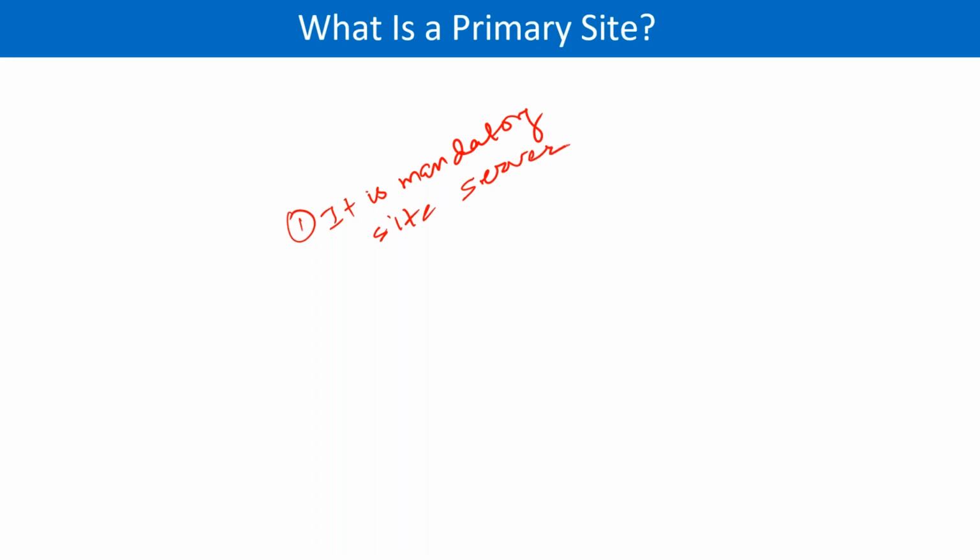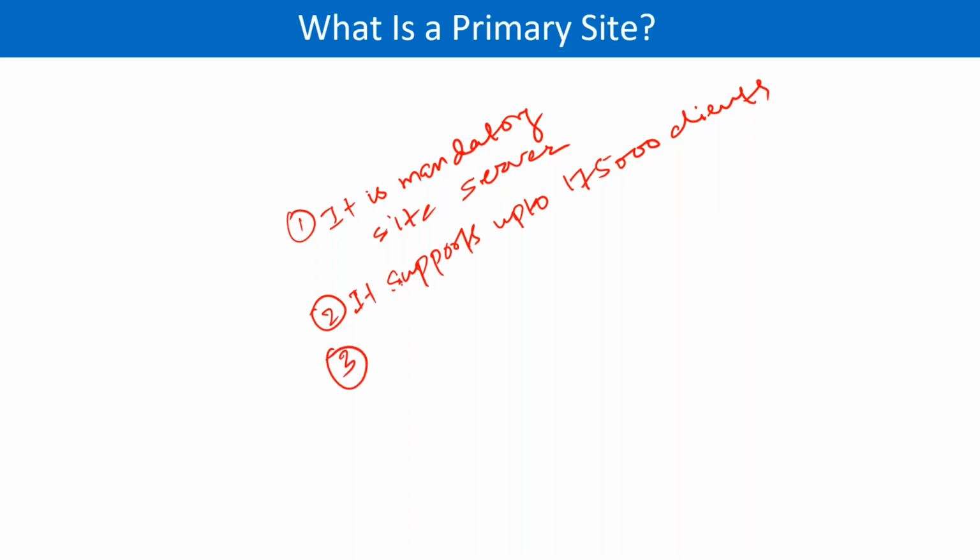Okay, it is mandatory. Without this, you cannot manage devices. It supports up to 175,000 clients. One primary site supports up to 175,000 clients. Clear?